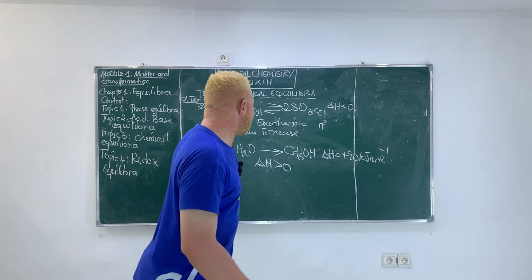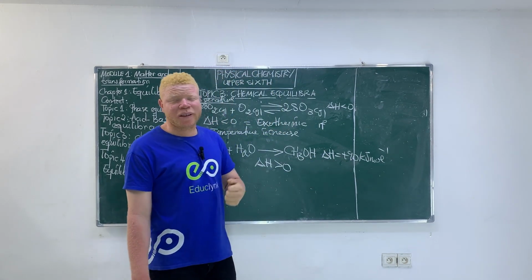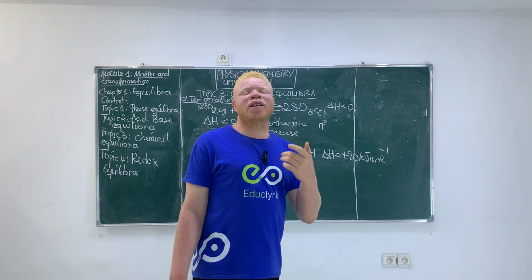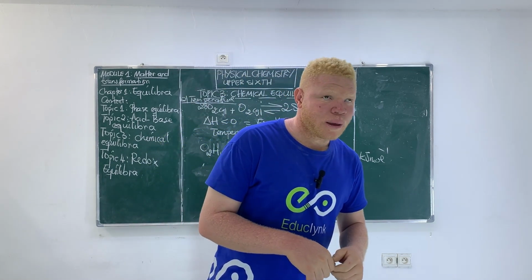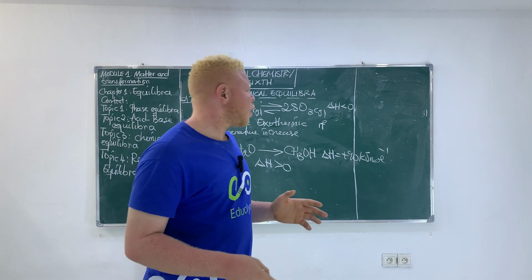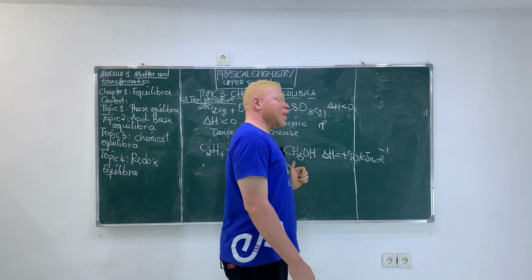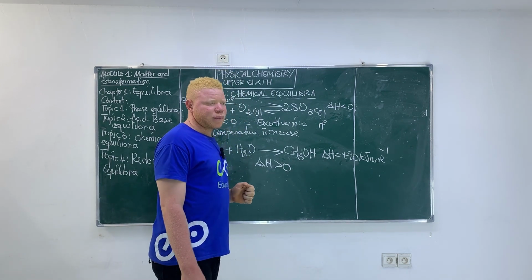An increase in temperature here, in this case where delta H is positive, will shift the equilibrium position to the right. Why? Because the reaction is endothermic. The reaction is absorbing heat. Given that the reaction is absorbing heat, an increase in temperature shifts the equilibrium position to the right, while a decrease in temperature will shift the equilibrium position to the left.